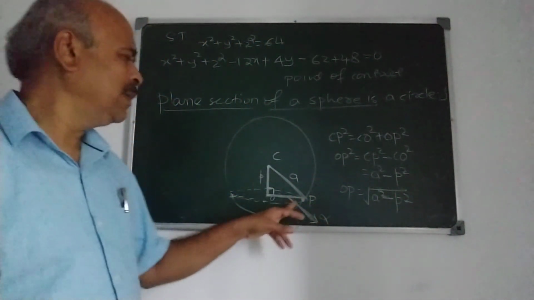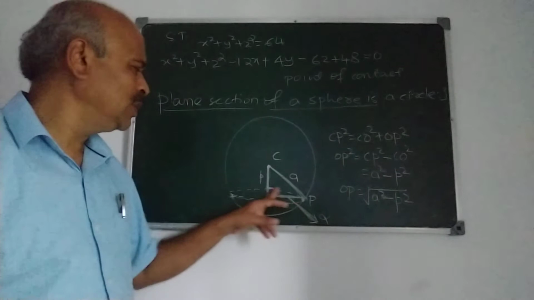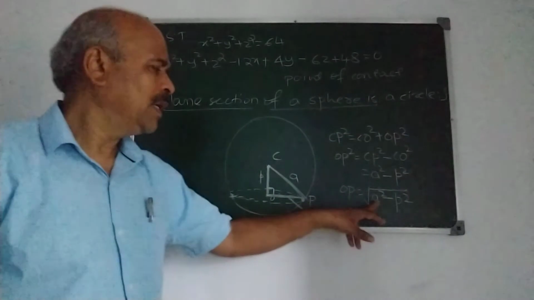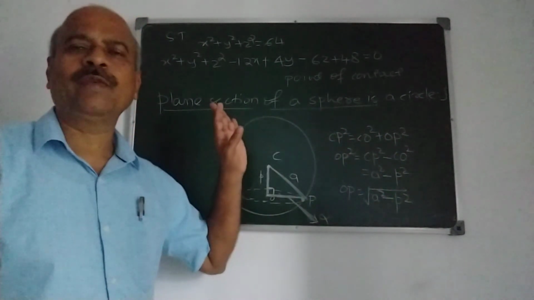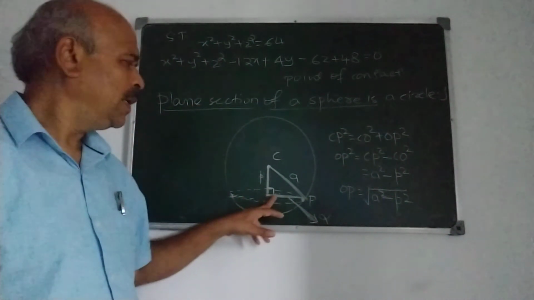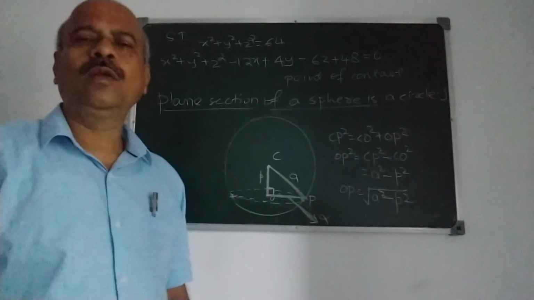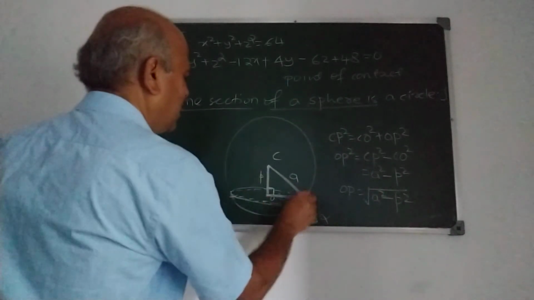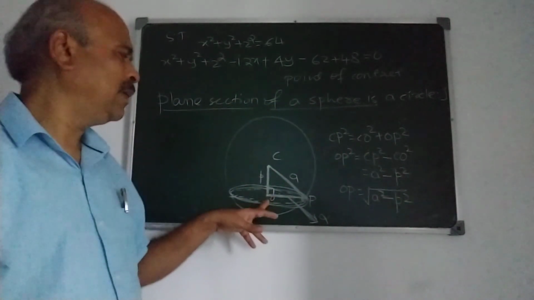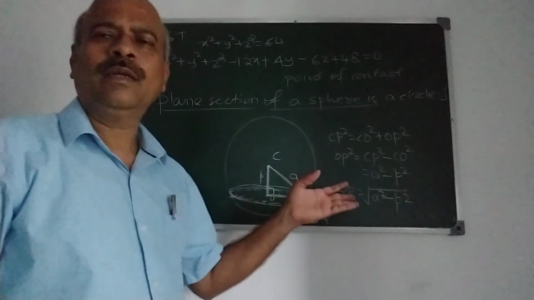Since P is any arbitrary point on this plane section of the sphere, if you take P as any point on this plane section, then we get OP equal to root a square minus p square. And since OP is constant, here O is the fixed point and OP is constant, the locus of this P is a circle. This is a circle. Therefore, the section of a sphere by a plane is a circle. I think all have followed this one. You go through once again.